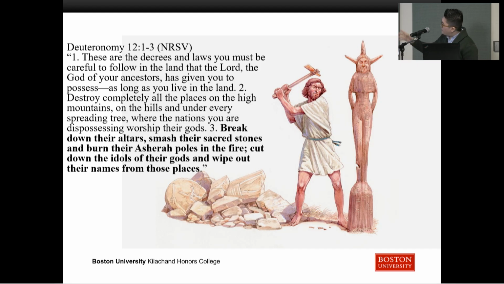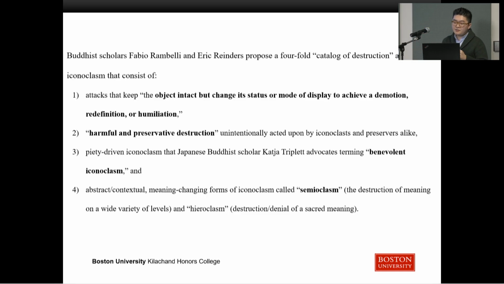Usually most people look at Deuteronomy, which calls for people to break down altars, smash stones, etc., in most of the Western Hemisphere. But scholars Fabian Bellin and Aaron Reinders propose a fourfold catalog of destruction, four kinds of iconoclasm. First, attacks that keep the objects intact but change their status and mode of display to achieve a demotion, redefinition, or humiliation. Second, harmful preservative destruction, by iconoclasts and preservers alike. Third, piety-driven iconoclasm, or what some might call benevolent iconoclasm, the proper disposal of sacred objects. And finally, semiclasm and hieroclasm, the destruction of sacred meaning.